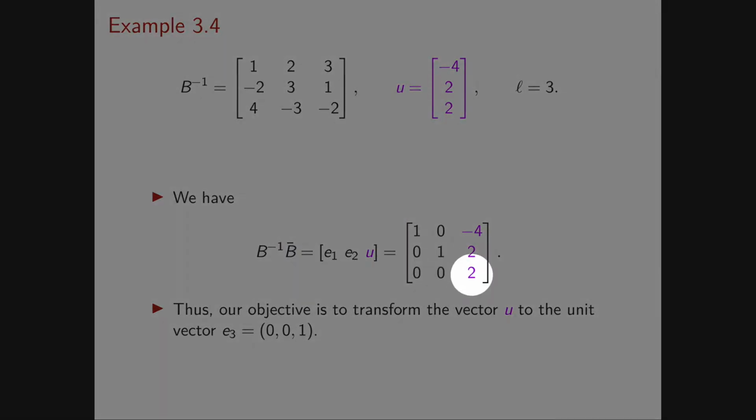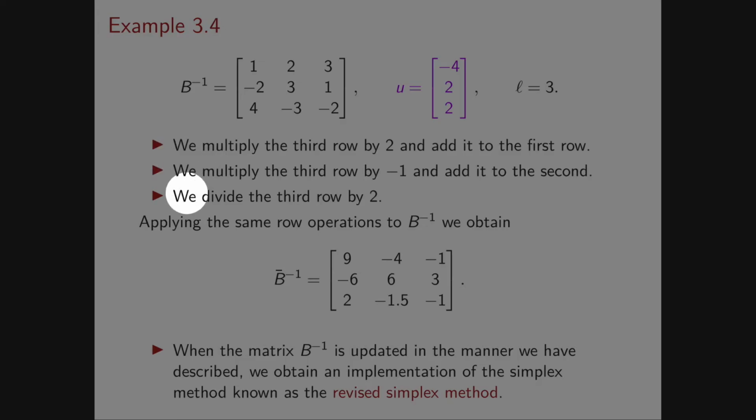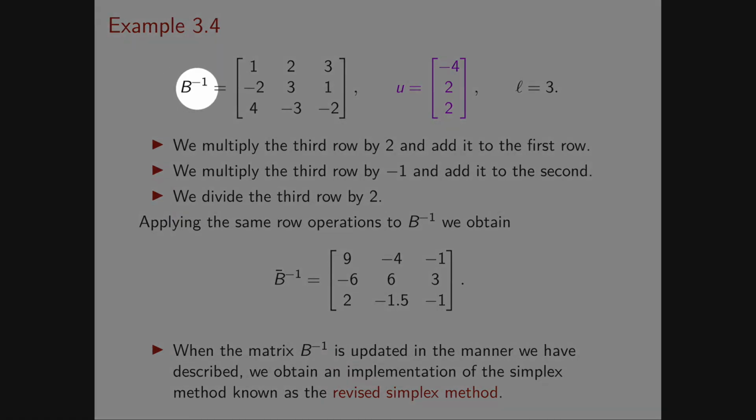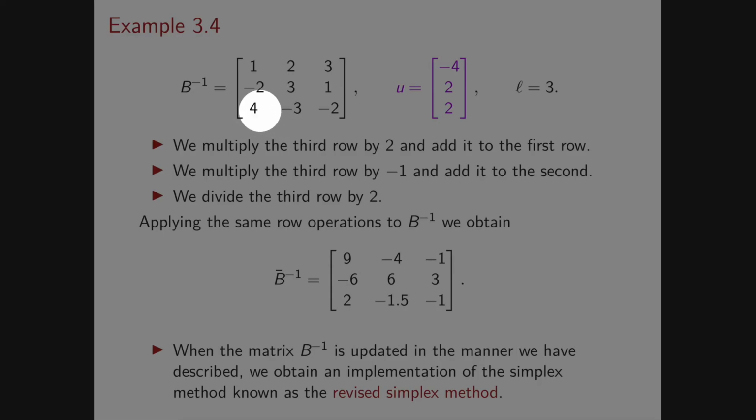Finally, we want to replace this 2 by a 1, and everything we need to do is divide this row by 2. Now these three operations are written here. And the next thing we want to do is apply the same three row operations to B inverse, and this will give us B bar inverse. So then let's look at B inverse and let's multiply the third row by 2 and add it to the first row. The third row multiplied by 2 is 8 minus 6 minus 4, and if we add it to the first row, we obtain 9 minus 4 minus 1.